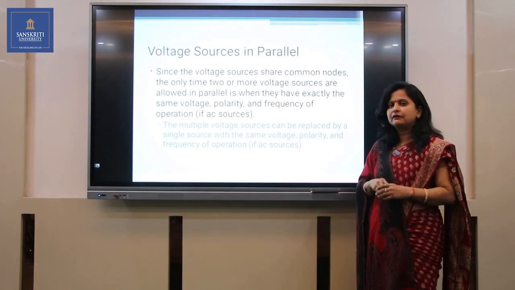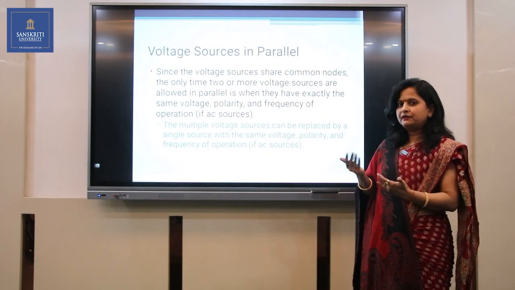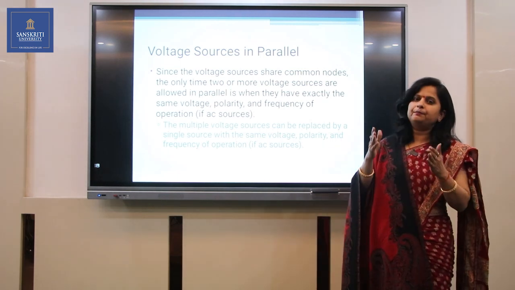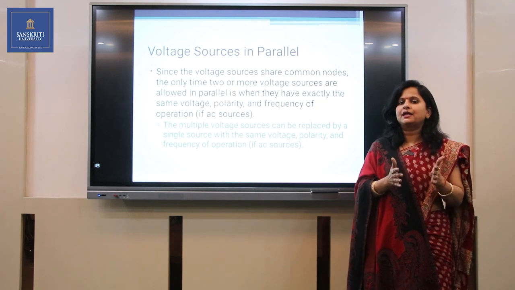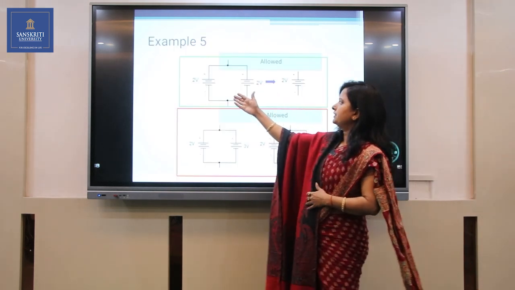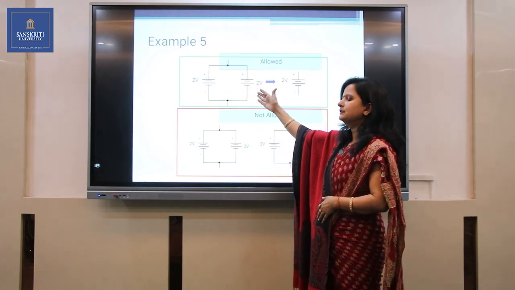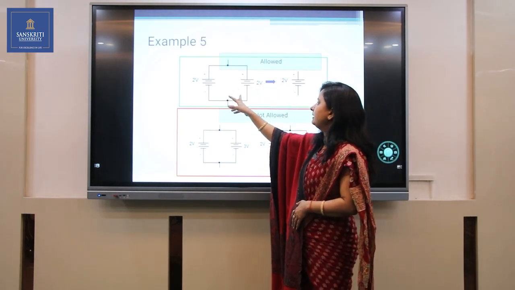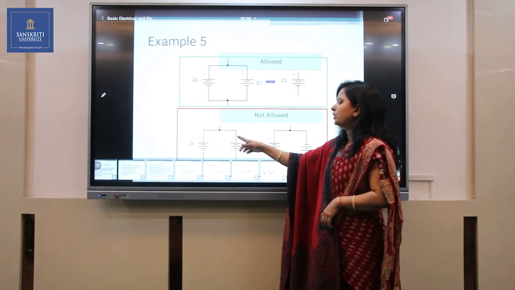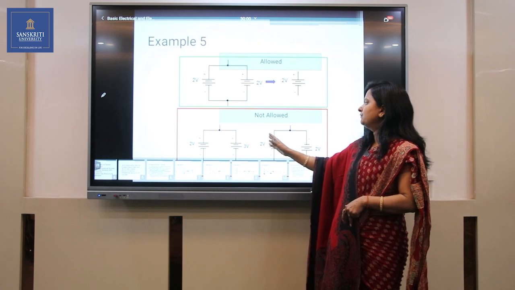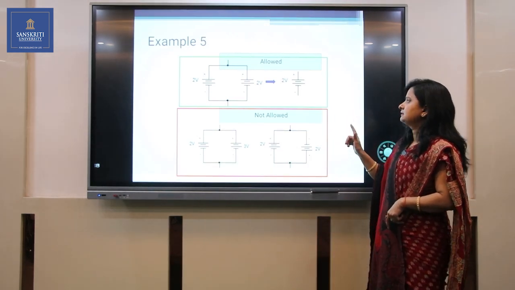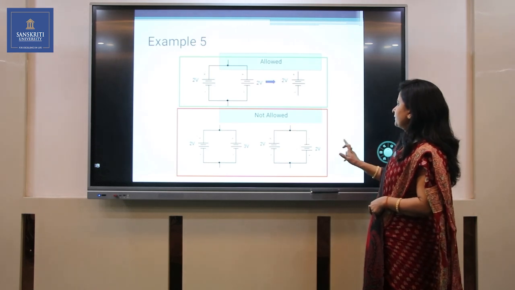So this we have discussed when we are having voltage sources in series. Now if we are having voltage sources in parallel, they must have the same magnitude. For example, let us consider if you are having a voltage source of 2 volt connected with another voltage source of 2 volt, they can be connected, it is allowed. But a 2 volt voltage source cannot be connected in parallel with a 3 volt voltage source, right? It is not allowed, because in parallel the voltages are equal.